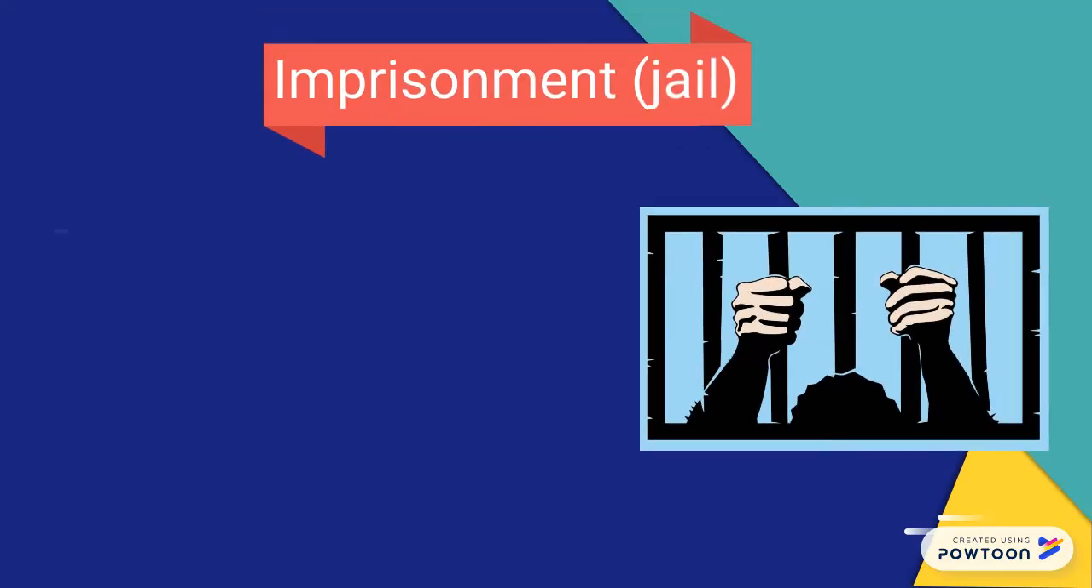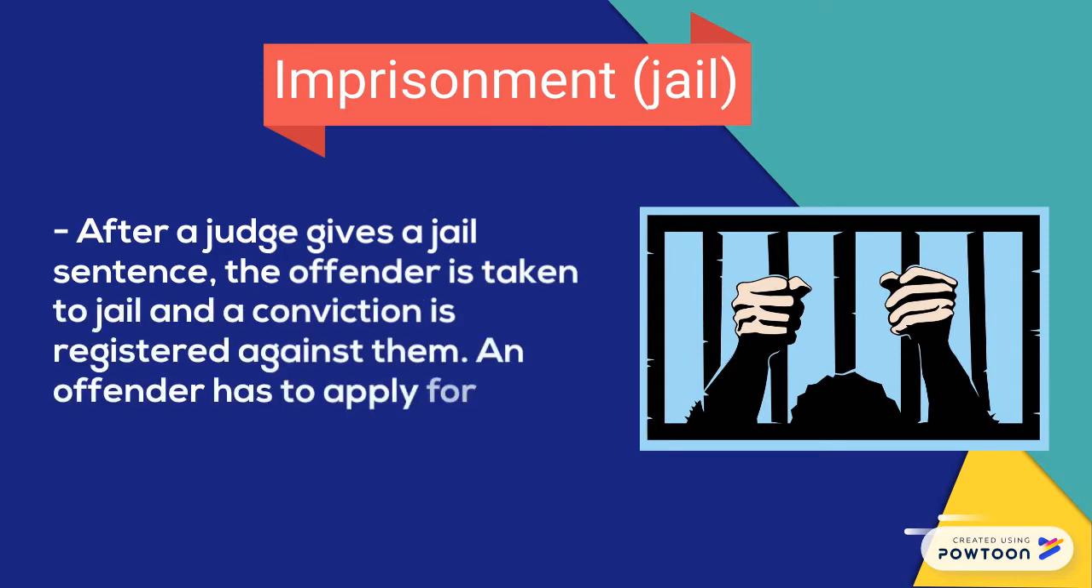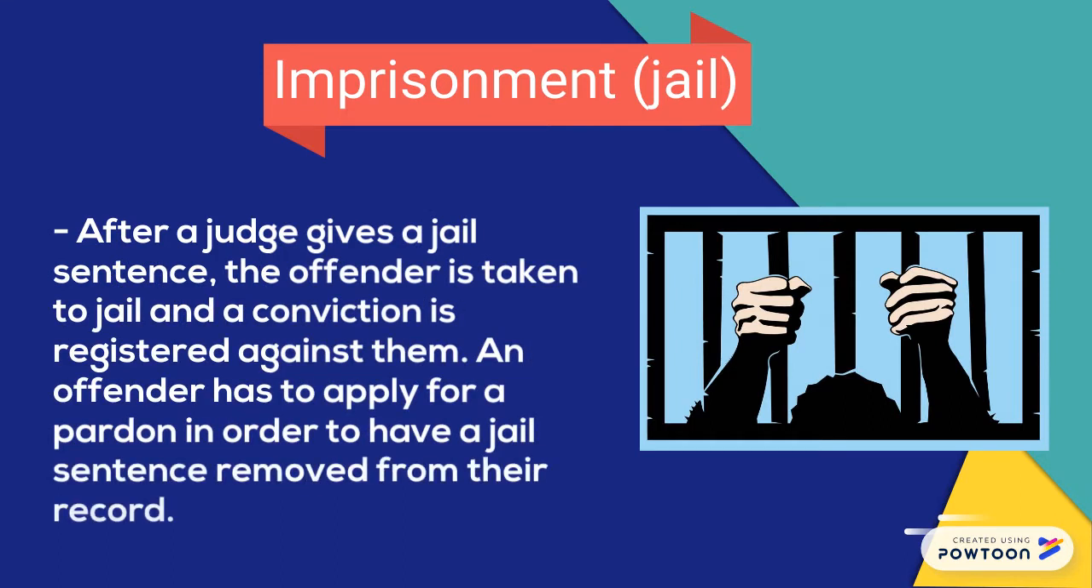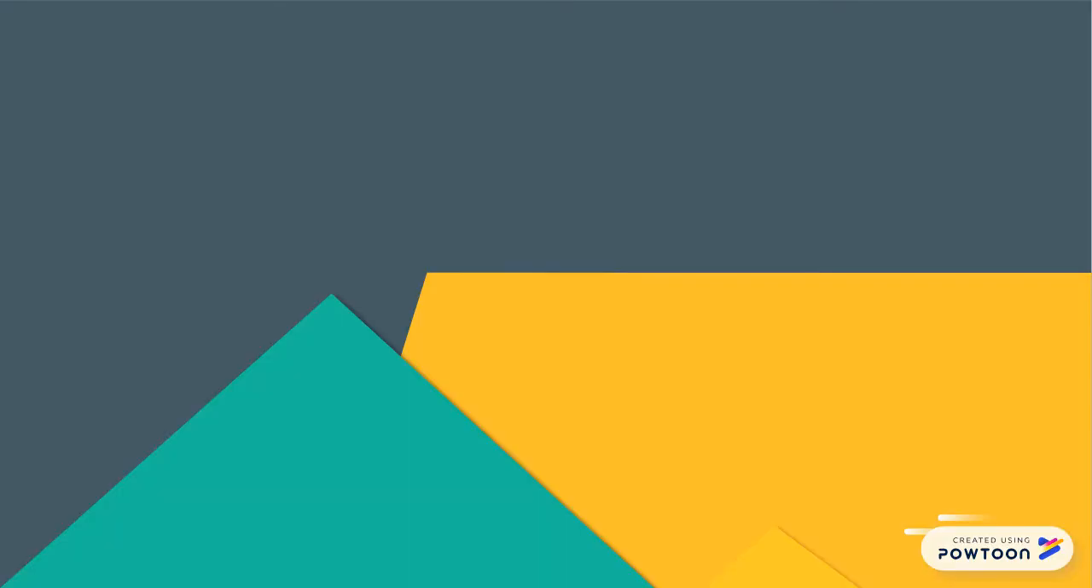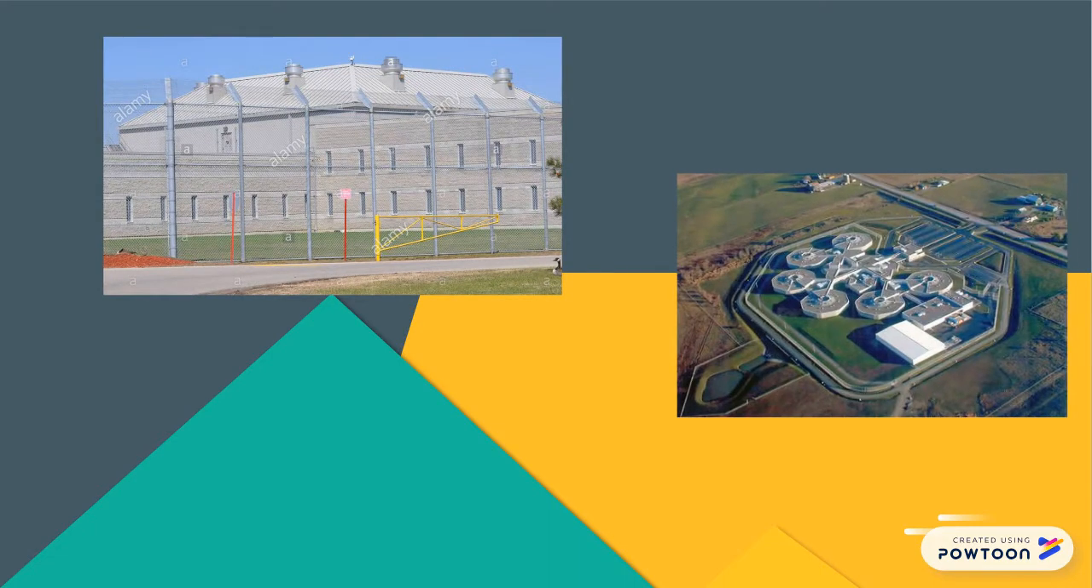Imprisonment is a jail sentence. After a judge gives a jail sentence, the offender is taken to jail and a conviction is registered against them. An offender has to apply for a pardon in order to have a jail sentence removed from their record. If an offender is sent to jail for less than 2 years, they will go to a provincial institution such as Maplehurst Correctional Facility in Milton or the Central East Correctional Center in Lindsay.